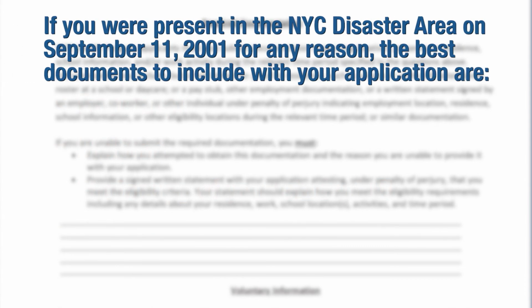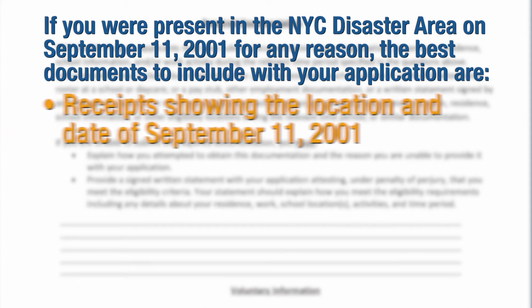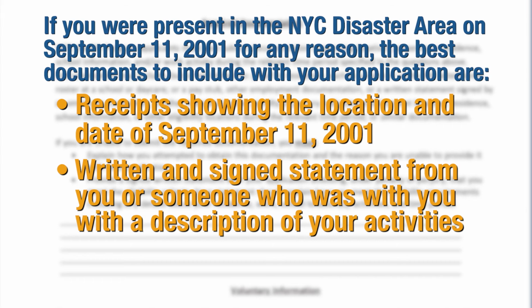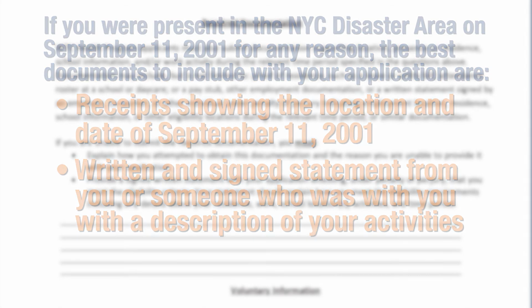If you were present in the NYC disaster area in the dust or dust cloud on September 11, 2001 for any reason, for example if you were shopping or went to a meeting, the best documents to include with your application are any receipt showing the location and date of September 11, 2001, or a written and signed statement from you or someone who was with you with a description of your activities. The statement must describe your physical location or address on September 11, 2001 during the collapse of one or both WTC towers and should confirm any exposure to the dust or dust cloud that you experienced.